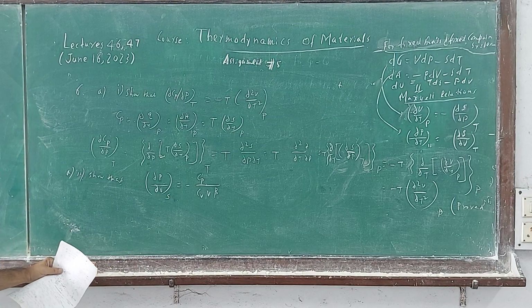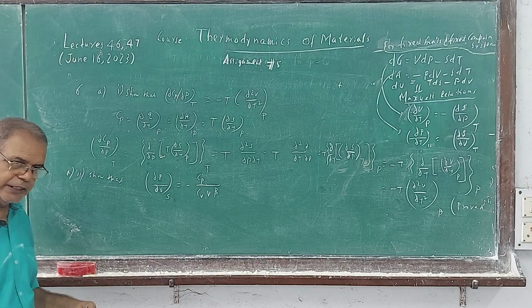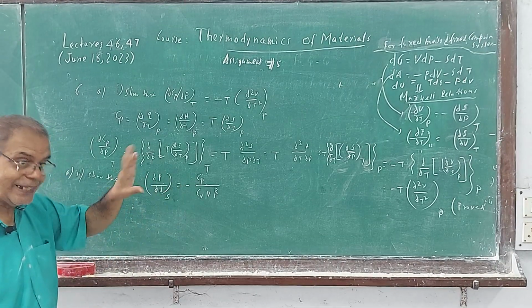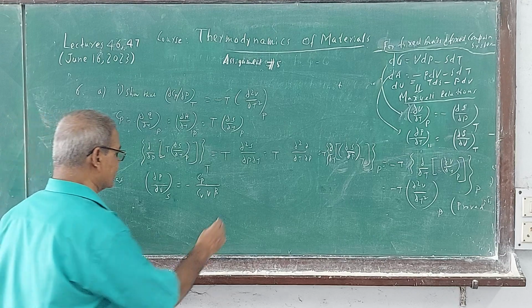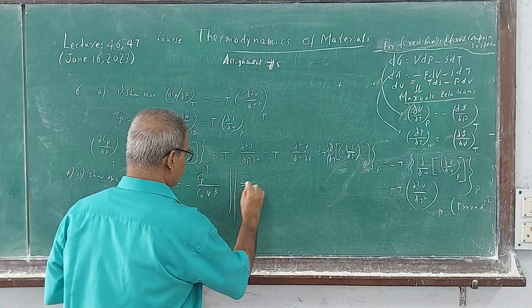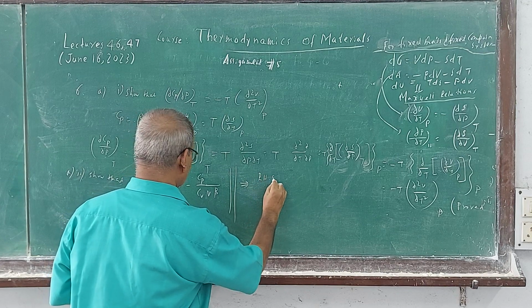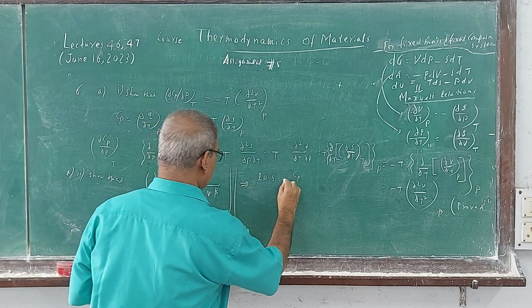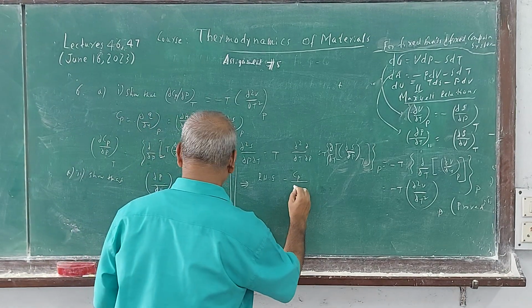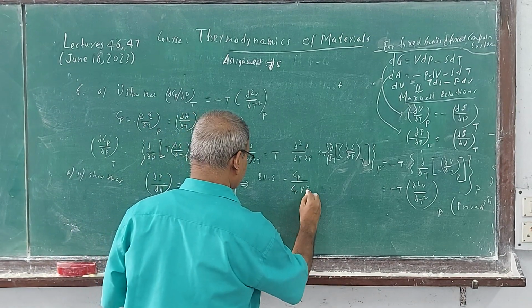Now which side will you attack? You have to be intelligent. You will not attack this side, but nothing you can do. This is easy. Cp, Cv may cancel something. So start with the right hand side. Minus Cp by Cv, V beta. Just follow me.